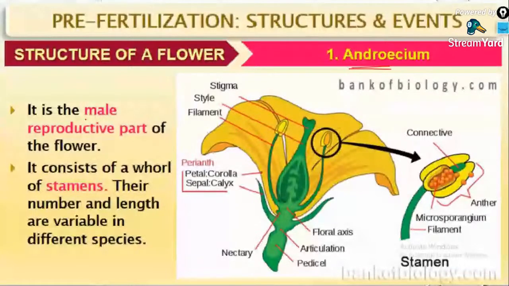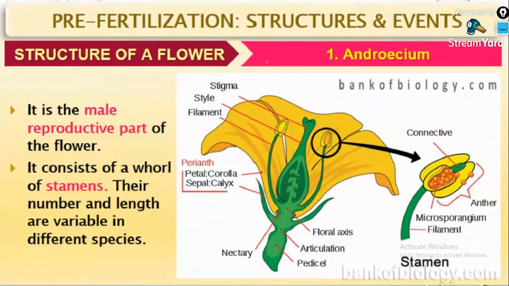The Androecium is the male reproductive part of a flower. It consists of a whorl of stamens. Their number and length are variable in different species, and there is an important function for the difference in the number, size and length of the stamens. There is a particular function that it does.